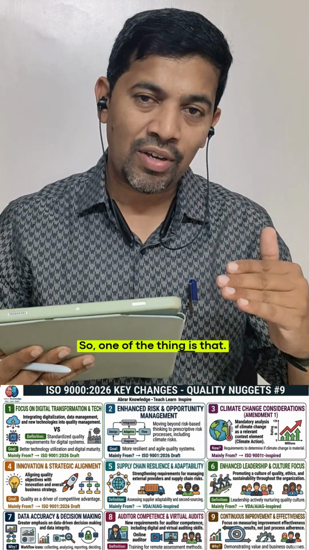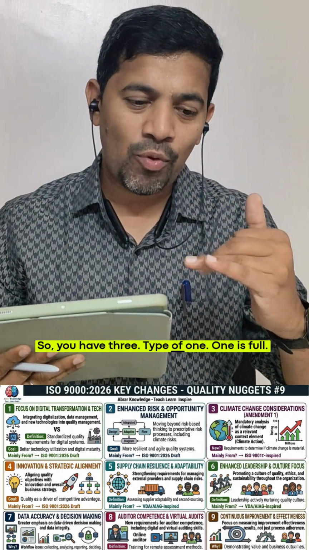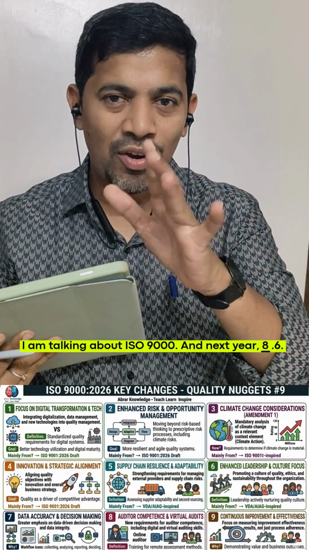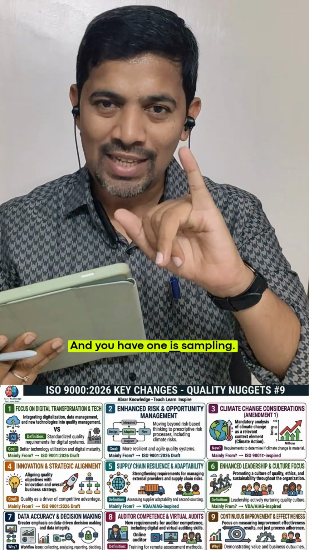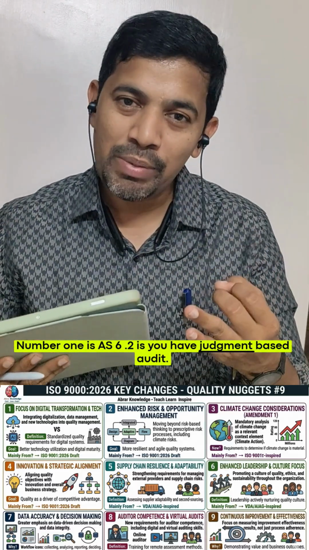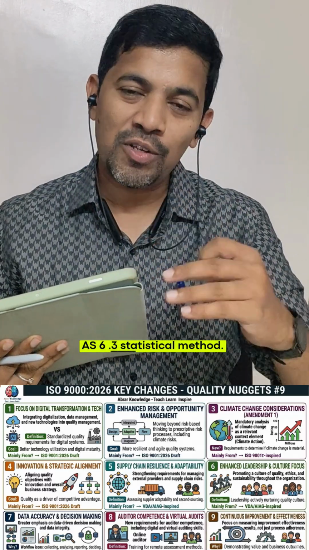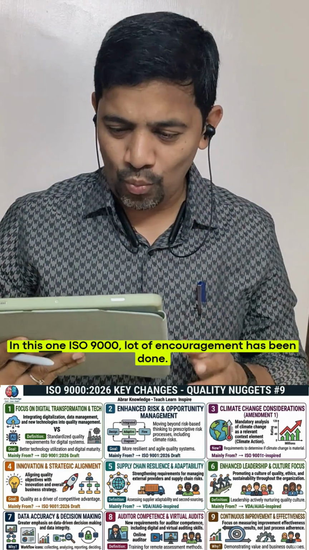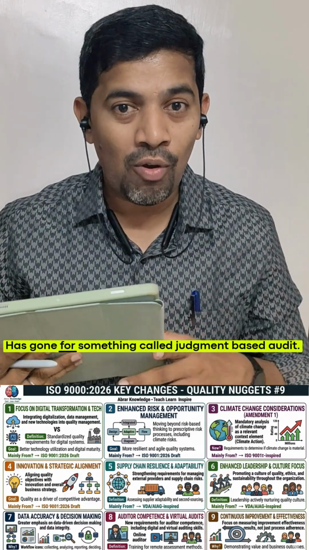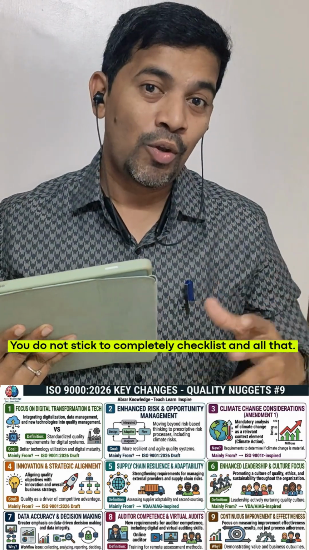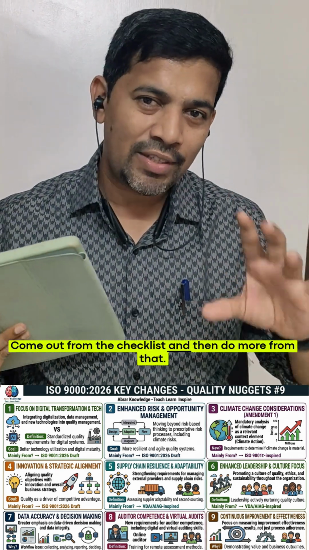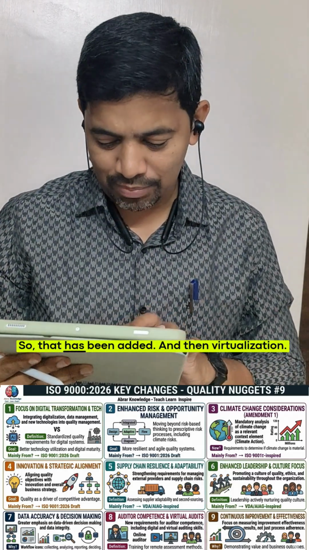One of the things is that you have three types of audit approach. I'm talking about ISO 9000, Annex A.6. One is full, and one is sampling. Number 1, A6.2, is judgment-based audit. A6.3 is statistical method. In this ISO 9000, a lot of encouragement has gone to judgment-based audit. You don't stick completely to the checklist. Come out of the checklist and do more from that. So that is being added.